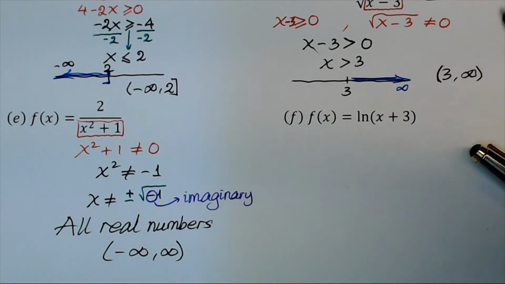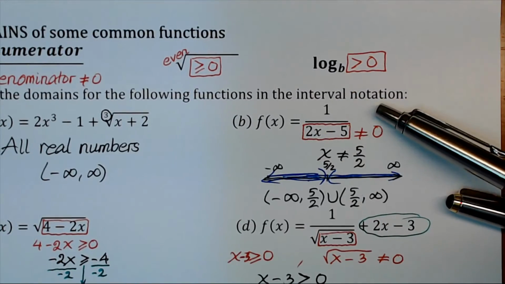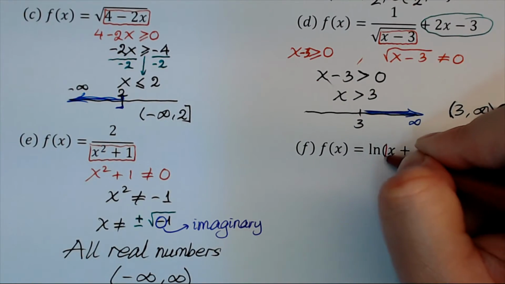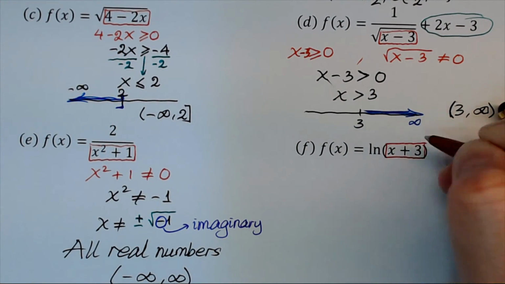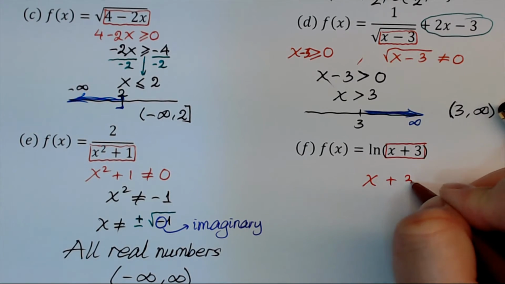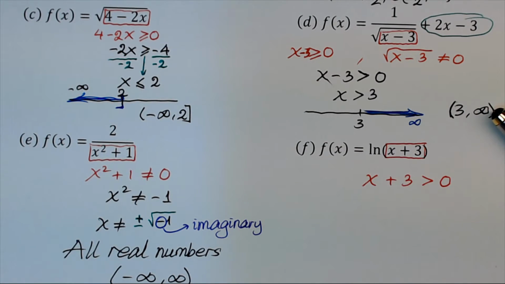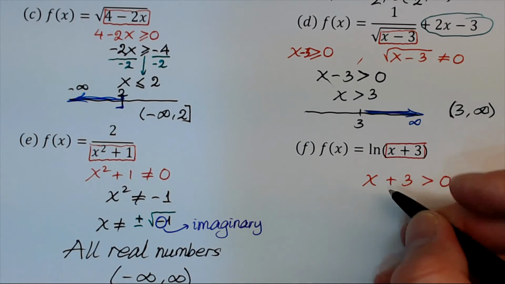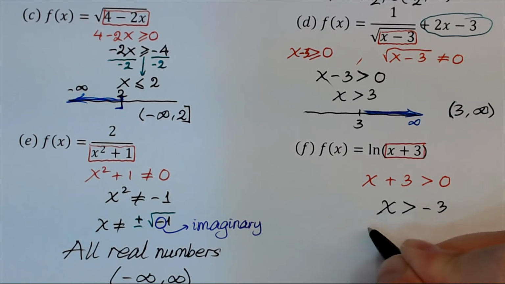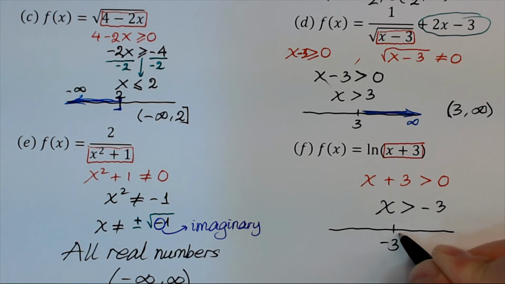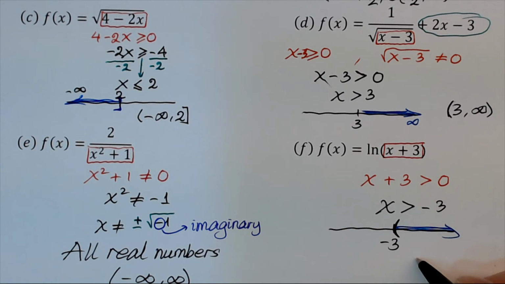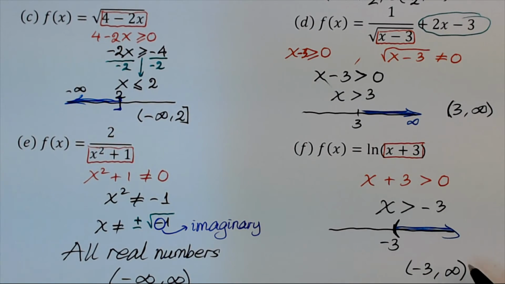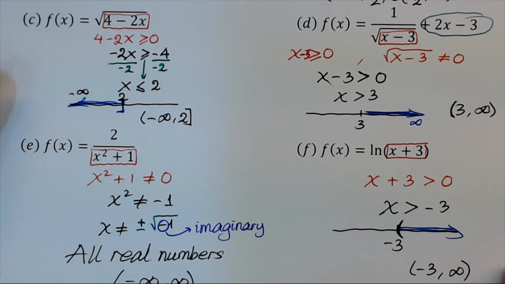Next we have the natural log of x plus 3. That is the third rule we have. The argument of the log must be positive. Subtract 3 on both sides. We have x greater than negative 3. It is on the right side of negative 3, but not equal to. So that's what we have.